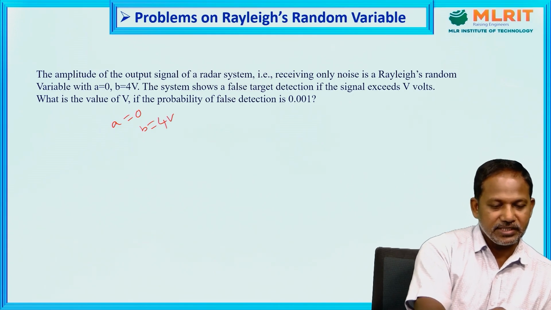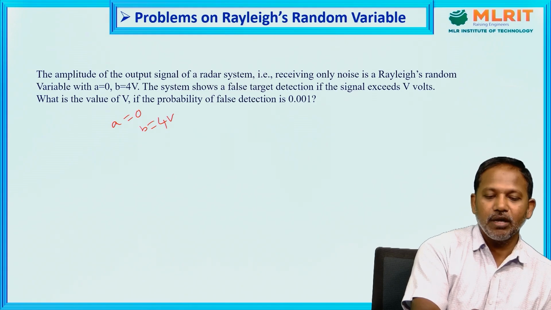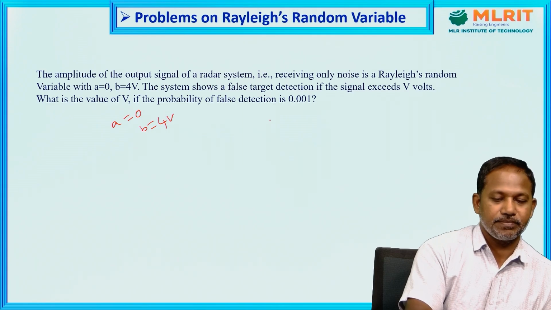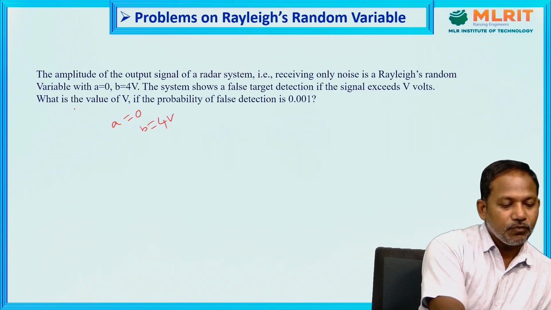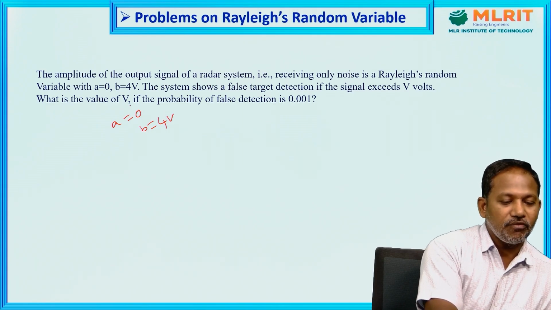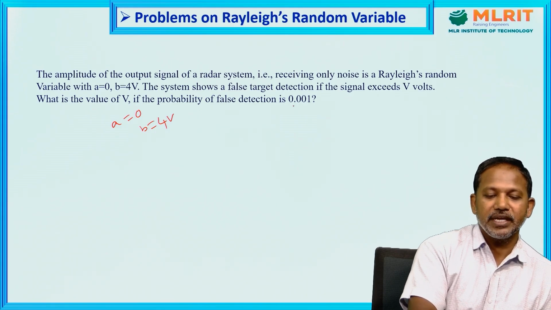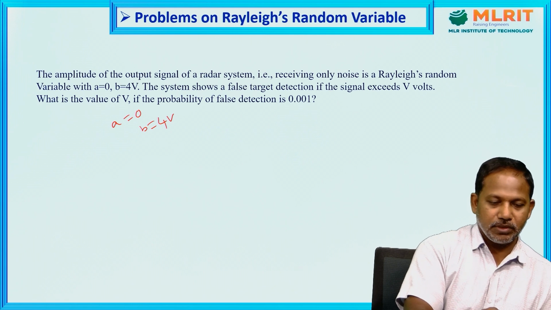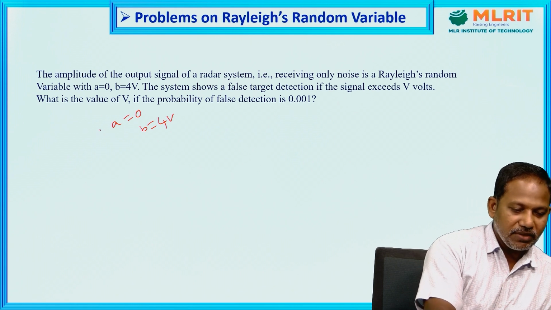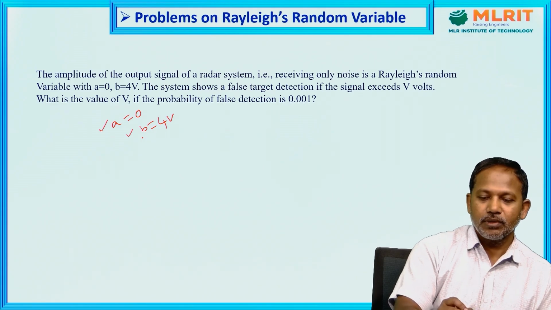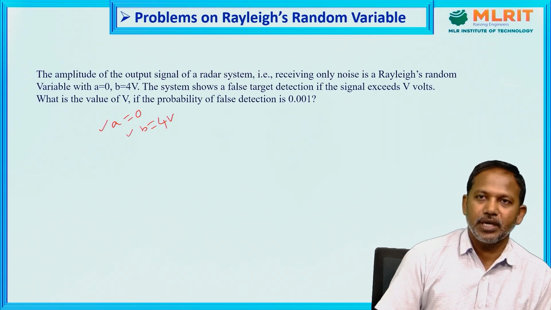Next, the system shows false target detection if the signal voltage exceeds V volts, and we need to find the value of V if the probability of false detection is 0.001. Here the constant values are given. First of all, I need to know the probability distribution and density function.